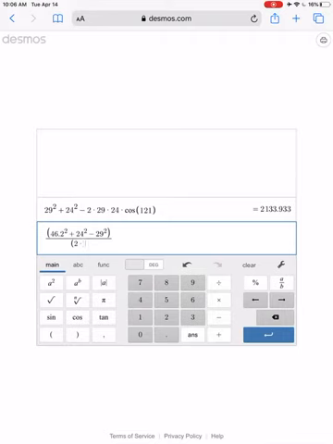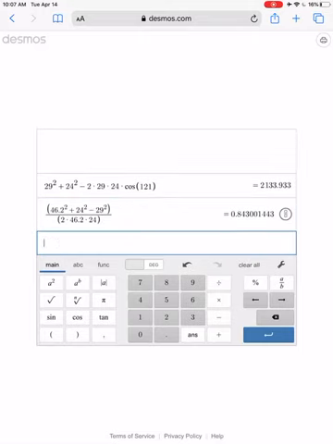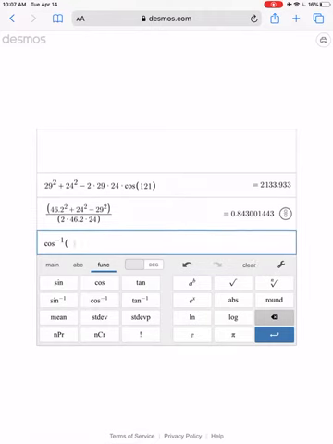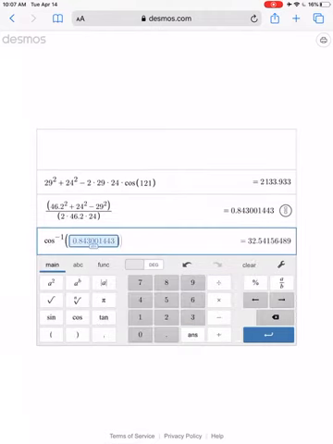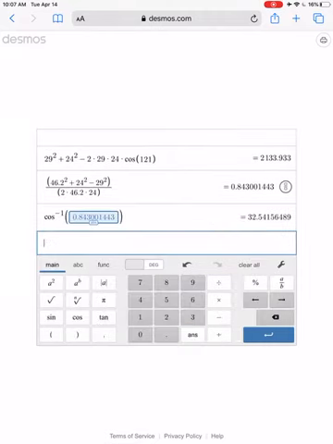So 2 times 46.2 times 24. Oop, I forgot the decimal, didn't I? That would make a big difference as well. Okay. Enter, and now we're going to do the inverse cosine of that answer. And we should get 32.5.